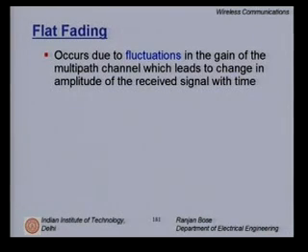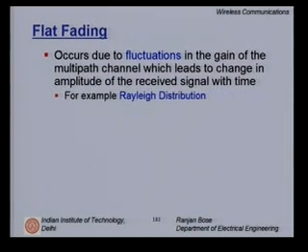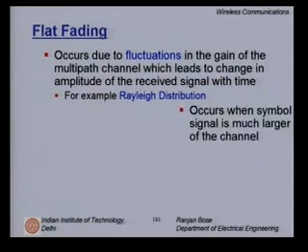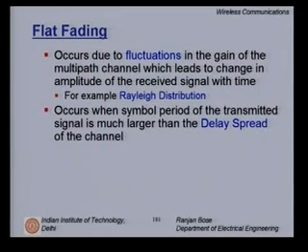Flat fading occurs due to fluctuations in the gain of the multipath channel, which leads to the change in the amplitude of the received signal with time. A good example is Rayleigh fading. If you do have a line of sight also, you tend to get Ricean fading. Flat fading occurs when the symbol period of the transmitted signal is much larger than the delay spread of the channel.